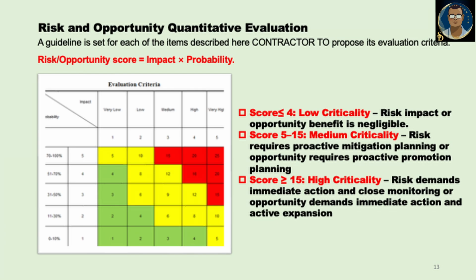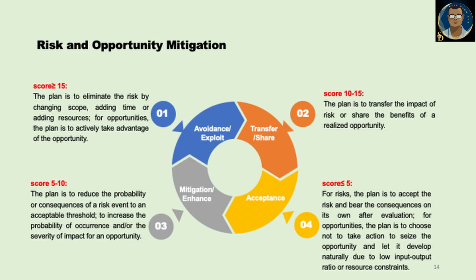Score less than or equal to 4 is considered low criticality. Risk impact or opportunity benefit is negligible. 5 to 15 is medium, over 15 is high. So risk demands immediate action and close monitoring, and opportunity demands immediate action and active expansion. Score less than or equal to 5, you can see acceptance. For risk, the plan is to accept the risk and bear the consequences on its own after evaluation, because of the very low score.